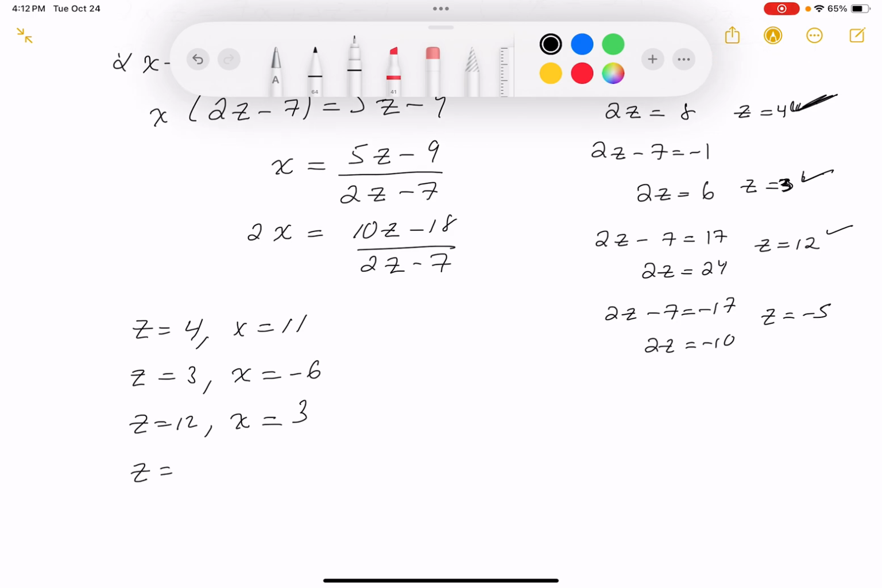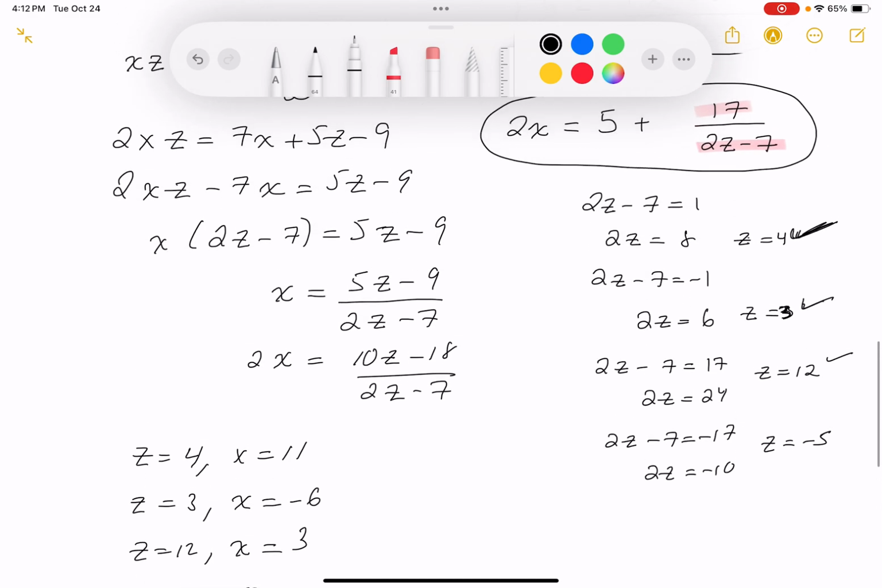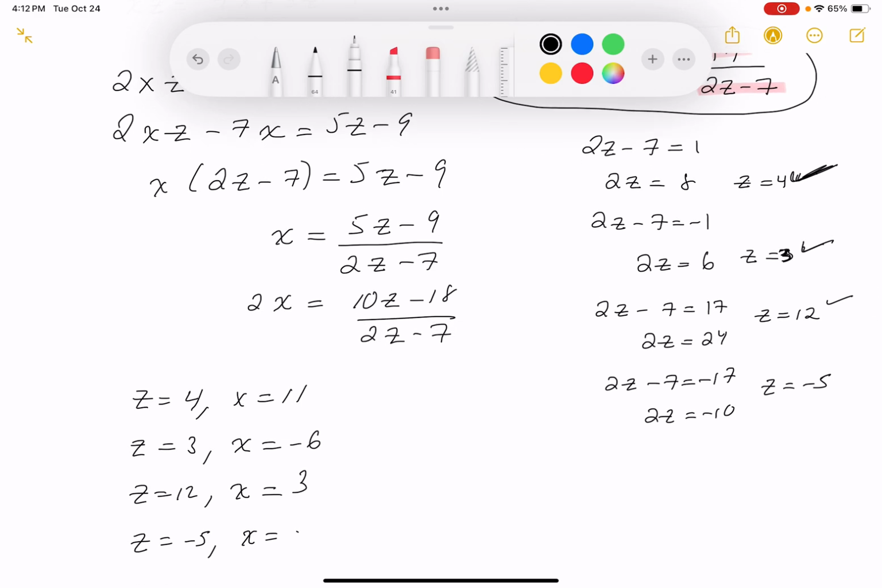Let's put down z equals minus 5 now. Still an integer. What would x be? Well, the bottom would be, let's see, minus 17, so you get minus 1. 5 plus minus 1 is going to be 4. 2 times what would be 4 is 2. Right, by the way, I still don't know what y is.